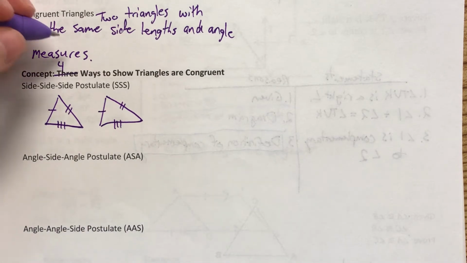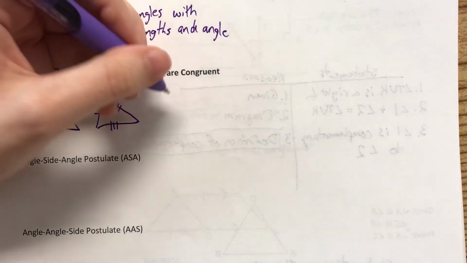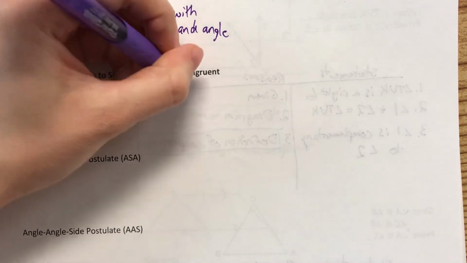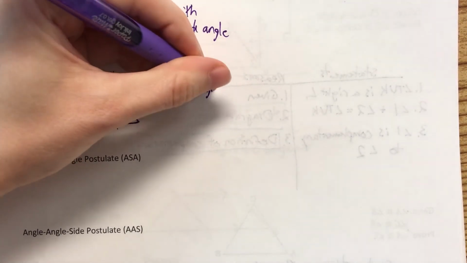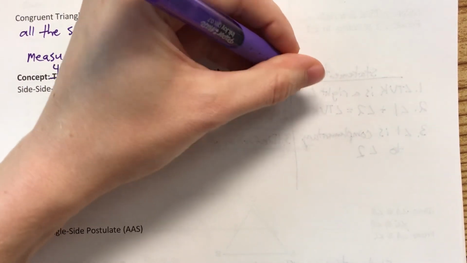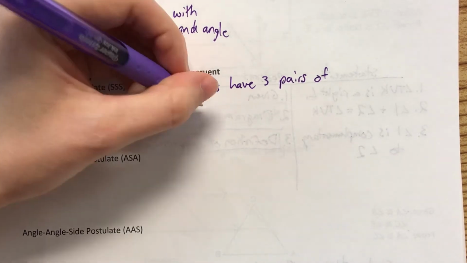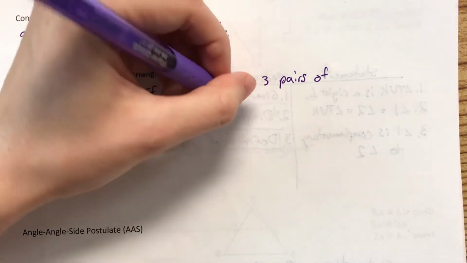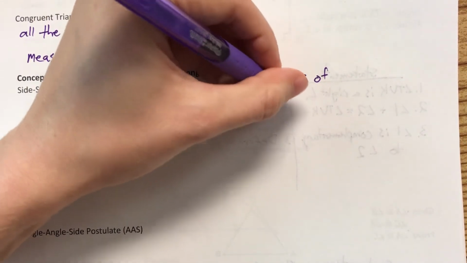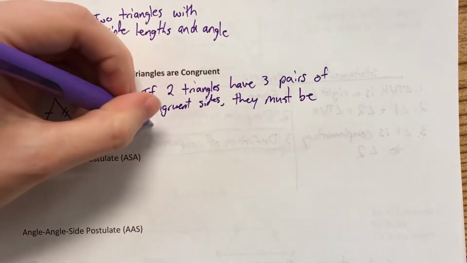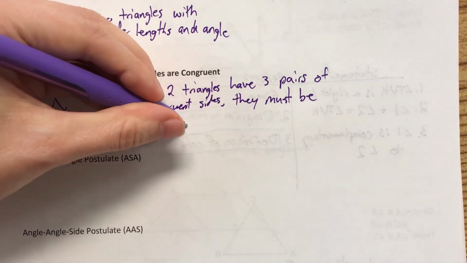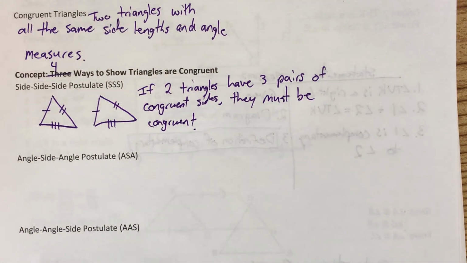All right? So we can write it in words here. We don't need to write it in words all the time, but we can say if 2 triangles have 3 pairs of congruent sides, they must be congruent. All right? We have 3 other cases where we have restrictions that allow only one triangle to be made.